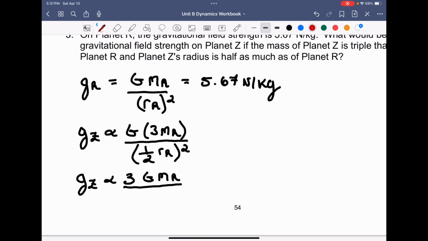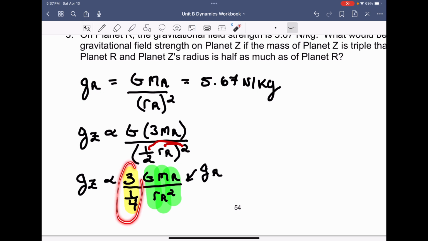1/2 raised to the power of 2 is equal to 1/4. So the 1/4 goes out front here. And then our radius of planet r squared is just r squared. All right, now we want to highlight this front piece and then highlight the back piece, which is all the variables. Now the back piece here is actually just equal to that 5.67, or what we called our gravitational field strength of r.